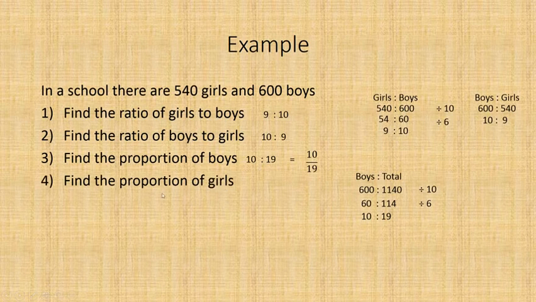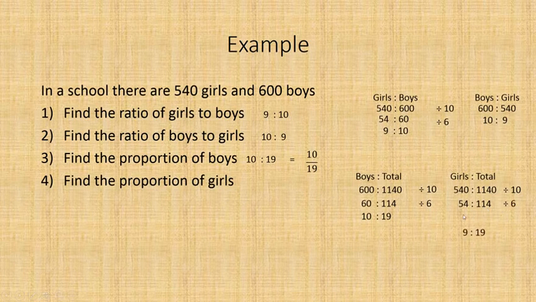Okay, let's go to question number 4. Find the proportion of girls. So it's going to be the same thing, but instead of using the boys' number, I will use the girls' number. So it's going to be girls to total, which is 540 to 1140, and then divide by 10 because they are ending in 0. So it's going to be 54 to 114. And what's the common table between them? Yes, it's the same, 6. So here, 54 divided by 6 equals 9, and 114 divided by 6 equals 19. So I will write it down 9 to 19, or because I prefer to write it as a fraction, it's going to be 9 over 19.